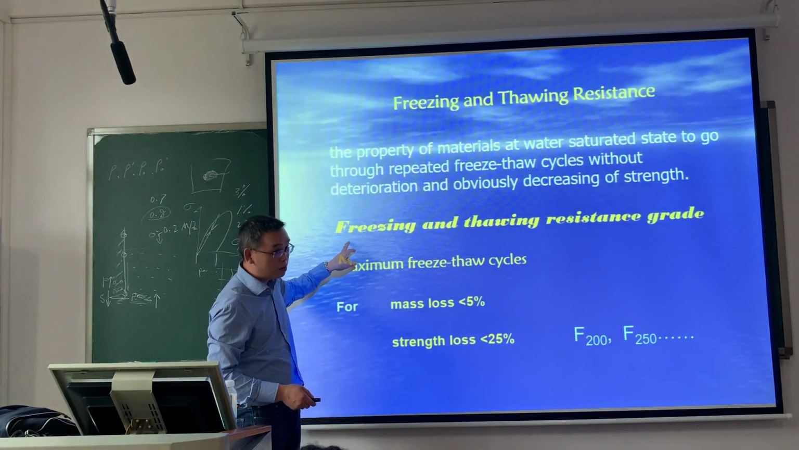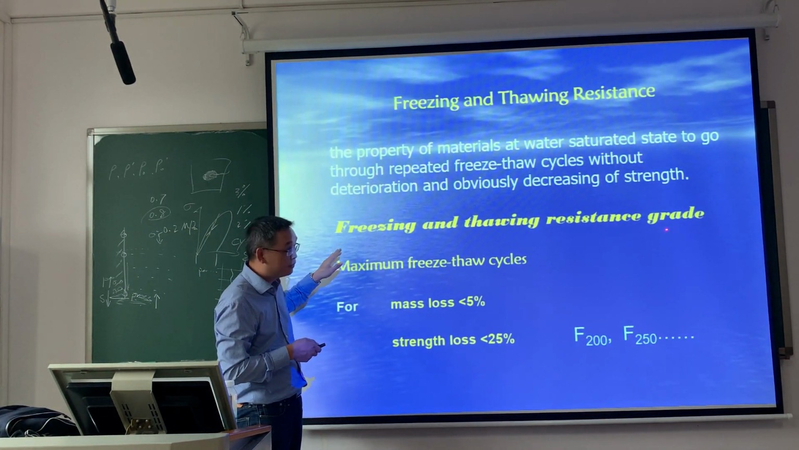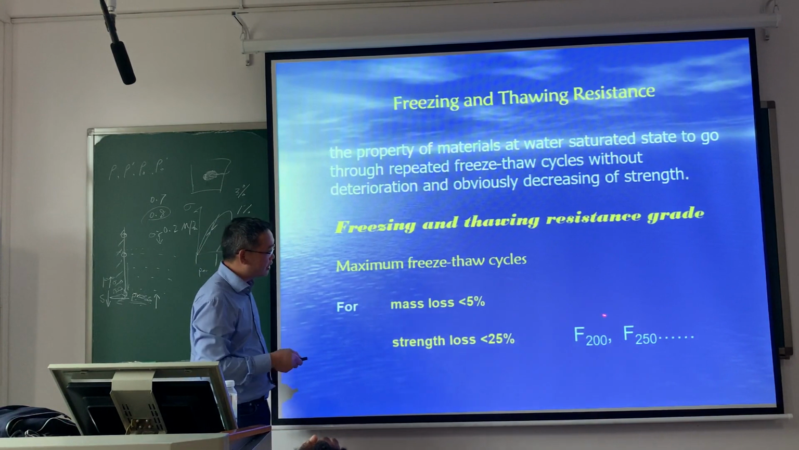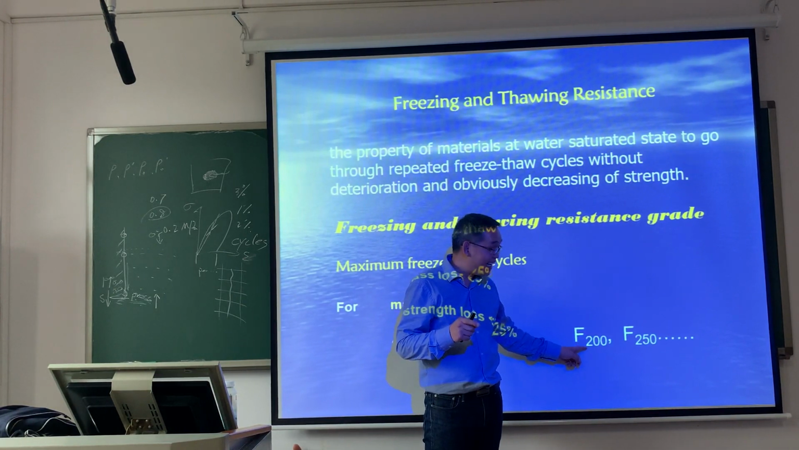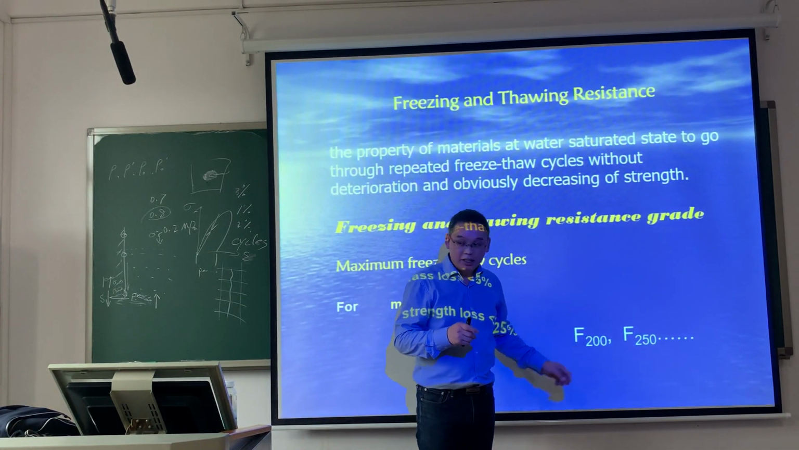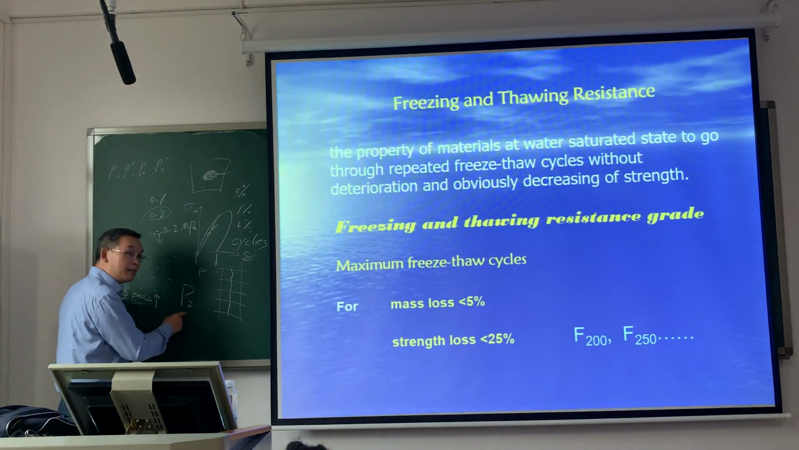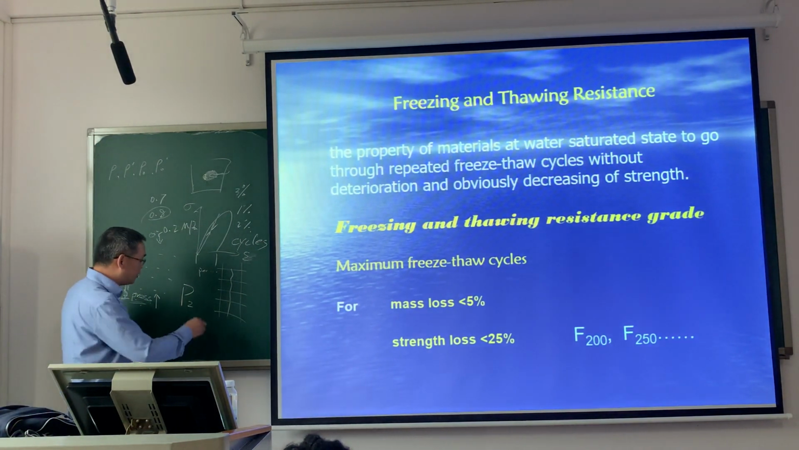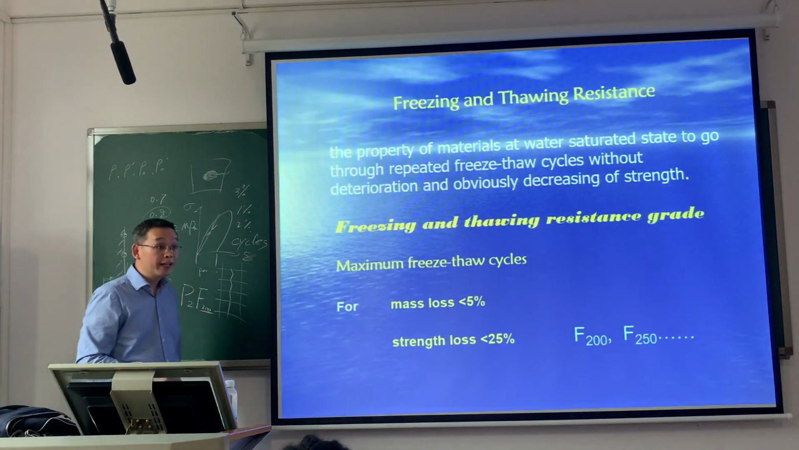So, how to evaluate the freezing and thawing resistance? We can use this grade. The freezing and thawing resistance grade. The F means freezing. What is the number? We have just seen the penetration grade, which is the pressure. But for the freezing and thawing resistance grade, what is this number?